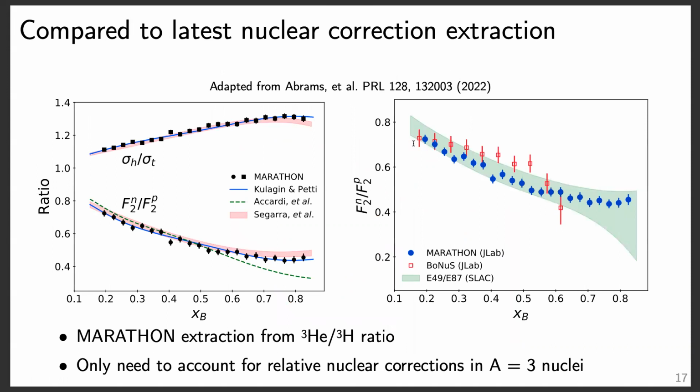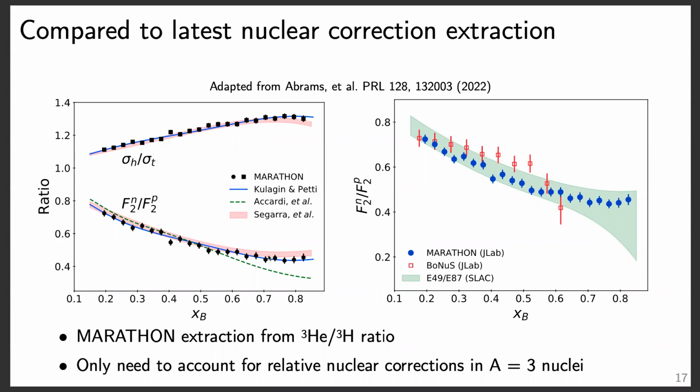I also wanted to show how this stacked up against the latest and greatest in extracting F2n over F2p using nuclear corrections. This was actually what I worked on for my PhD. The MARATHON experiment measured the ratio of helium-3 to tritium, and from that, they used a model to extract F2n over F2p.